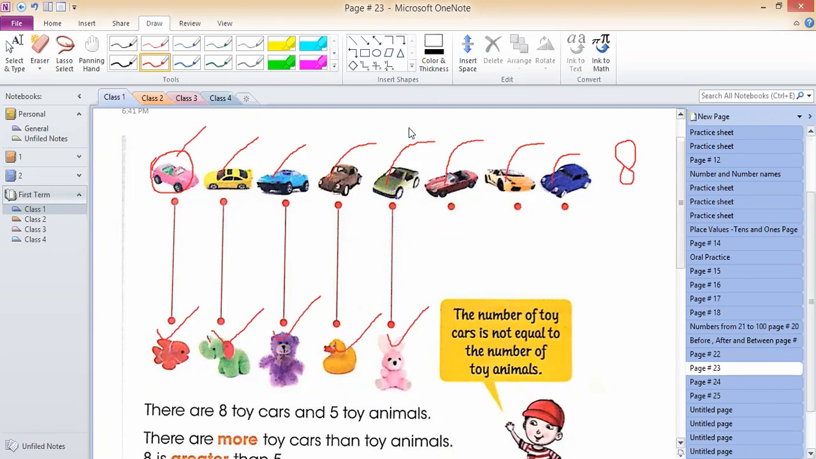How many toy cars are there, guys? 8 cars. Okay, you are not sure how many there are. Now you are going to count with me. I'm going to open your mic. You will count with me. So start counting with me.